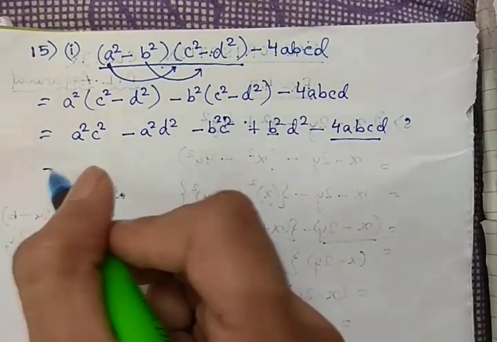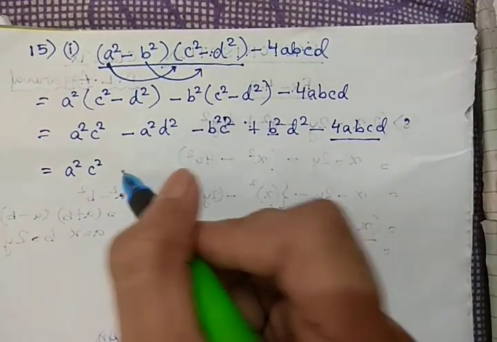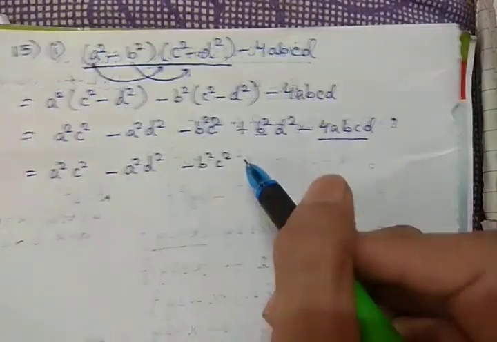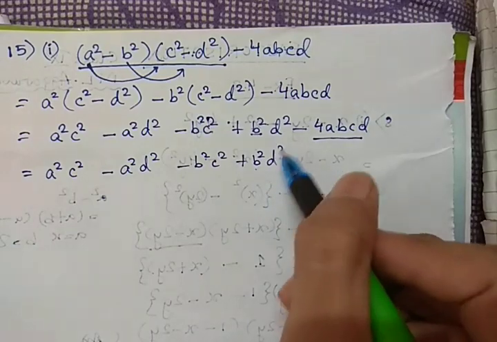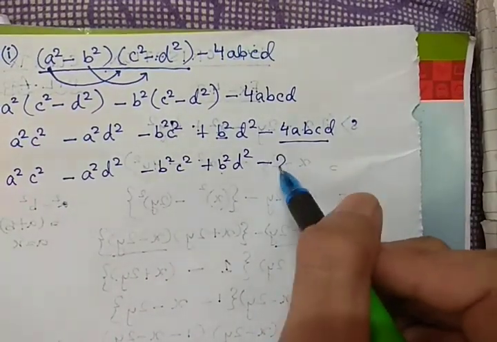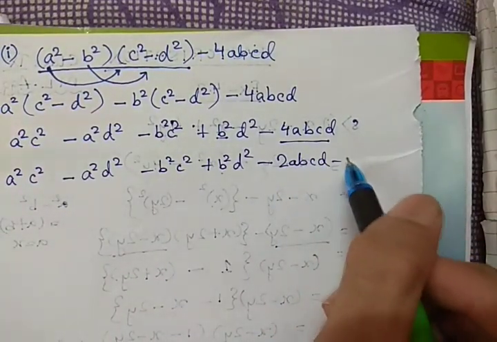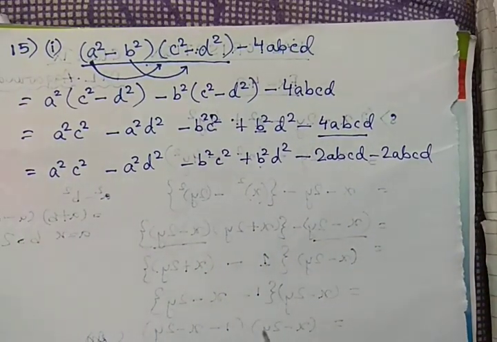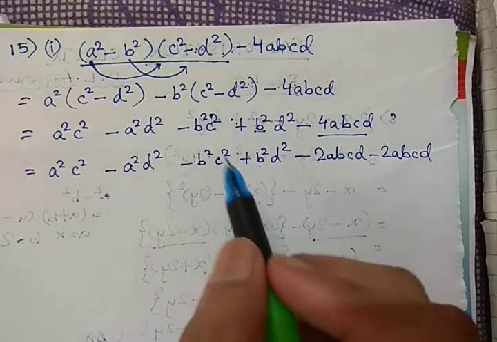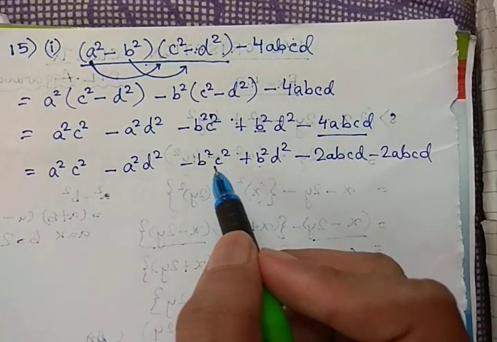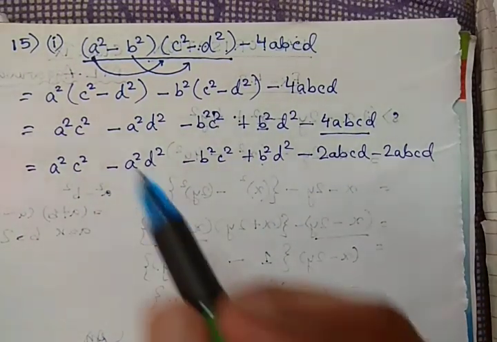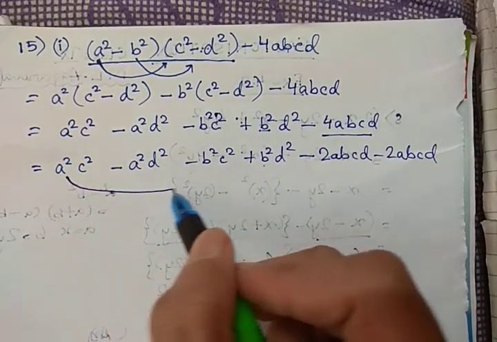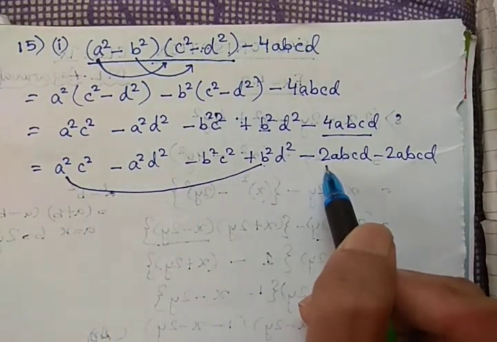Okay, so a square c square minus a square d square minus b square c square plus b square d square. So 4abcd is written as minus 2abcd minus 2abcd. Clear? Now let us check the terms. Okay, so according to the formula, the square terms are positive, so let us take the square positive terms together along with one of the 2abcd.